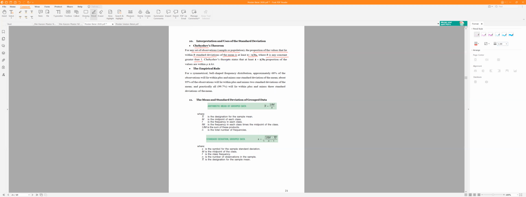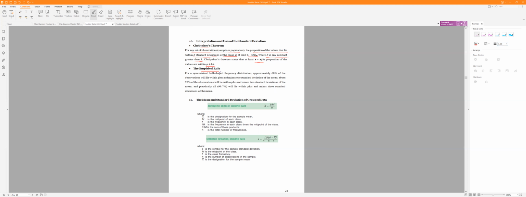Okay. Chebyshev's theorem states that 1 minus 1 divided by k squared proportion of the values are within mu plus or minus k sigma. So what is that? We're going to discuss that later during the problems.